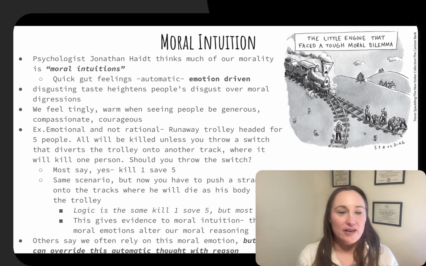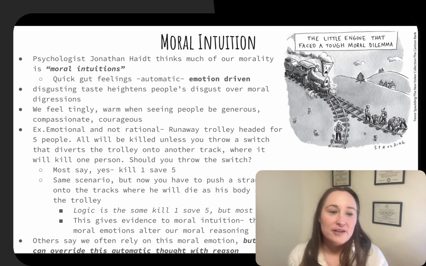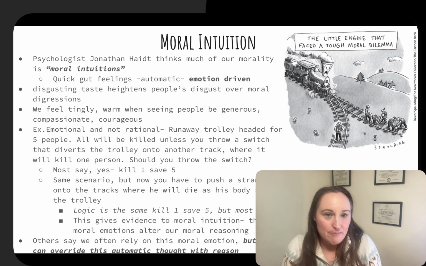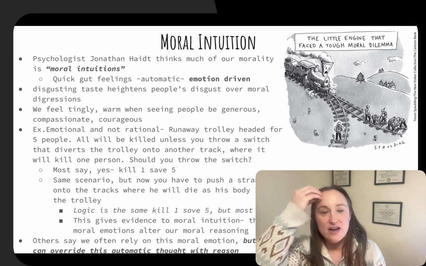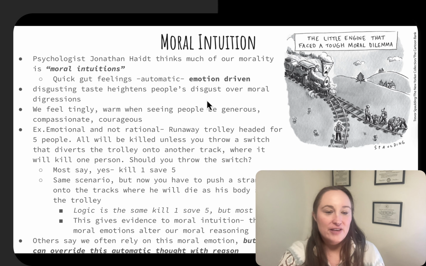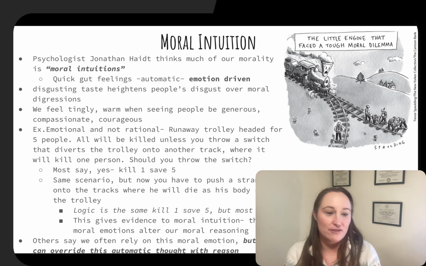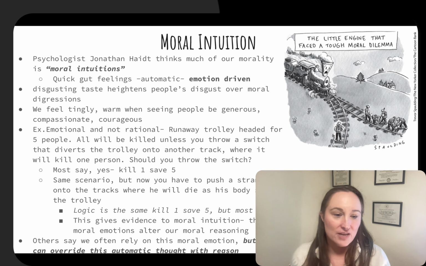Also in terms of our thinking, it is how do we think about right and wrong? And so Jonathan Haidt thinks we have a moral intuition. It's like a gut instinct that's automatic, that's that mammalian brain, and not so much our rational brain. One example he has of this is if we have the runaway trolley headed for 5 people. All will be killed unless you throw a switch that diverts the trolley. It's going to kill 1 person and save the 5. Most people will say, yes, throw the switch, save the 5, 1 will die.